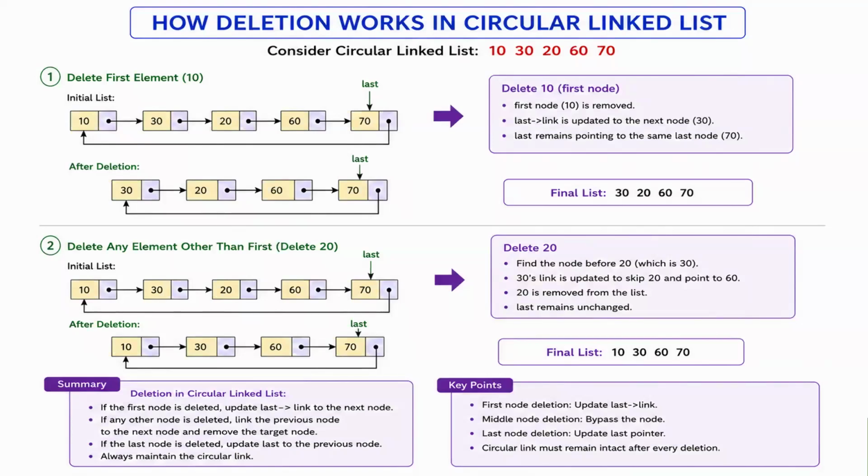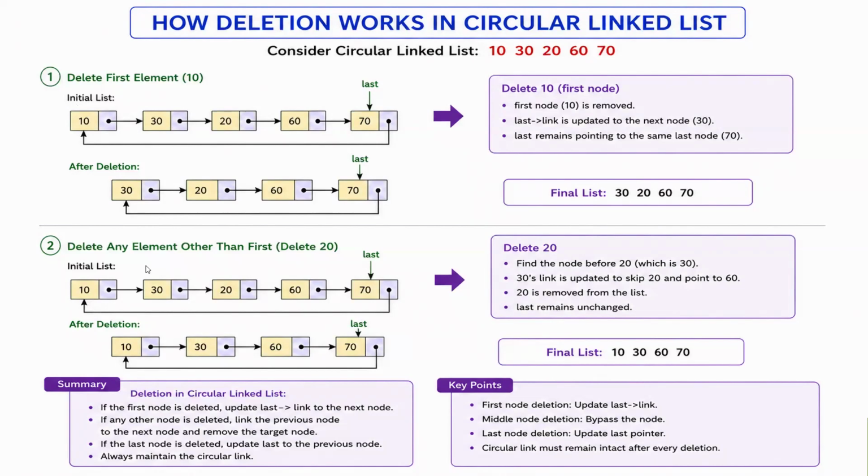Now let us understand clearly with the help of an example. Let us consider we have a circular linked list of elements 10, 30, 20, 60, and 70. Total 5 elements. In the first case, if we want to delete the element 10, it is the first node. So first we will change the address of the last node. The last node address should connect with the address of 30, and then we will delete the element. The remaining list is unchanged, and the last pointer variable need not change. So this is the process of deleting the first element.